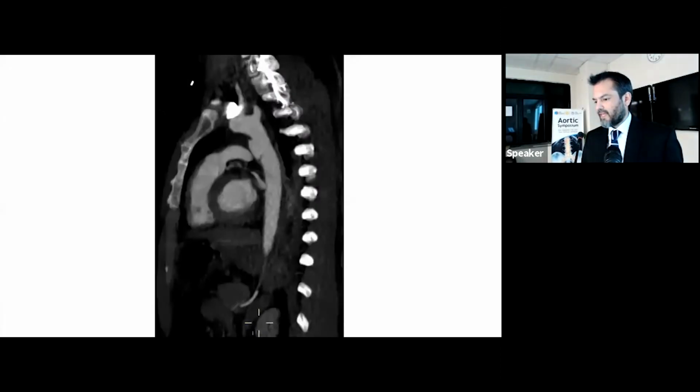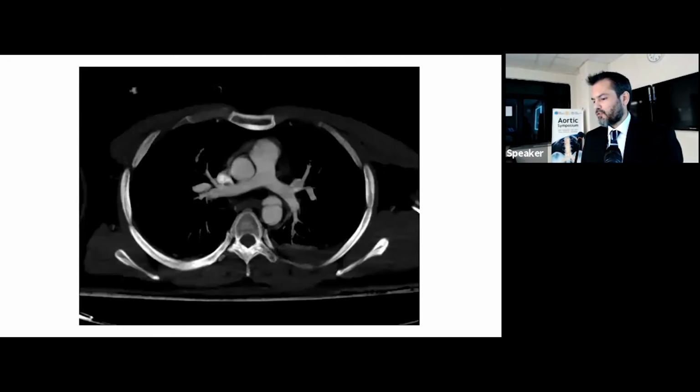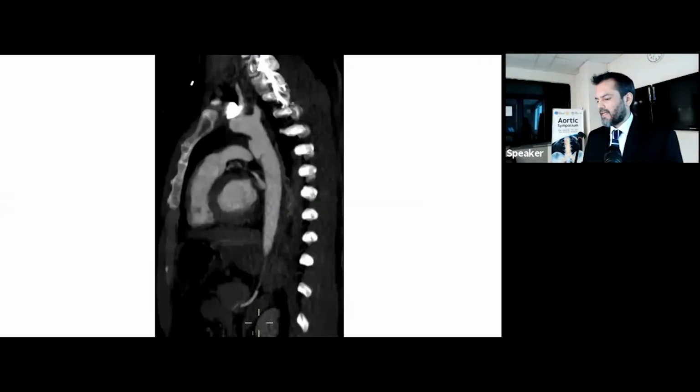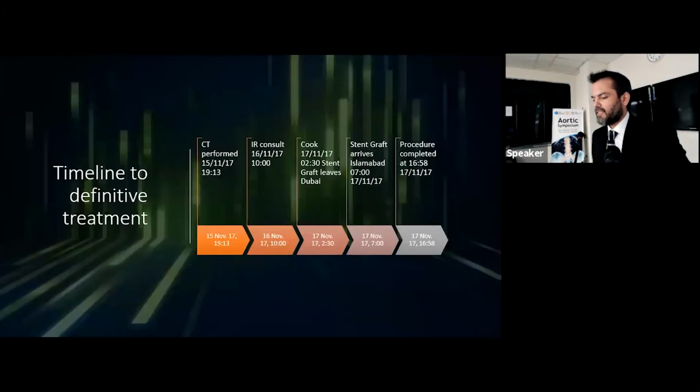So here we have another case. I think you saw this one earlier, and you can see we've got a pseudoaneurysm. This particular case was very interesting, and I want you to look at the timeline. So the patient comes into Shifa and he has his CT performed on the 15th at 7:13. There are possibly some delays in the radiology department, and finally an IR consult is made at 10 a.m.